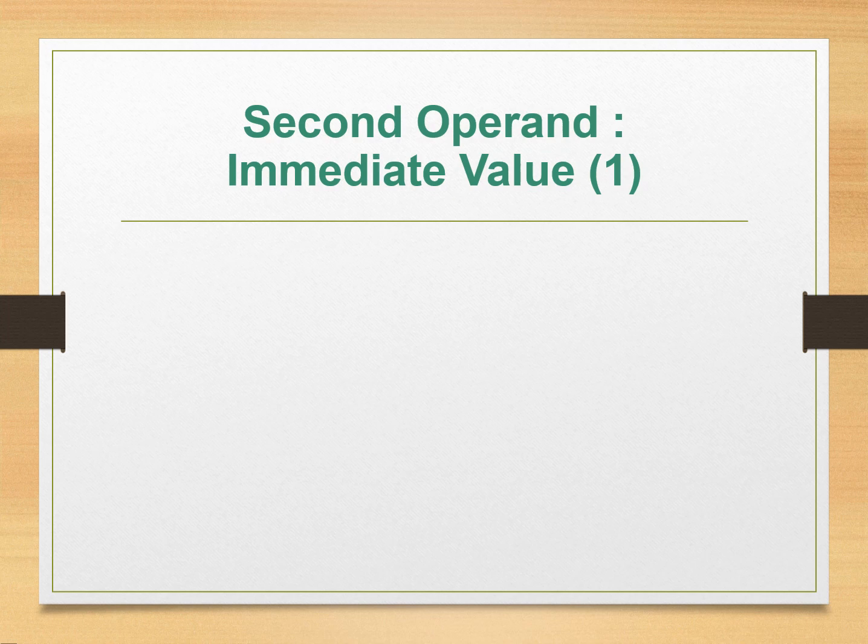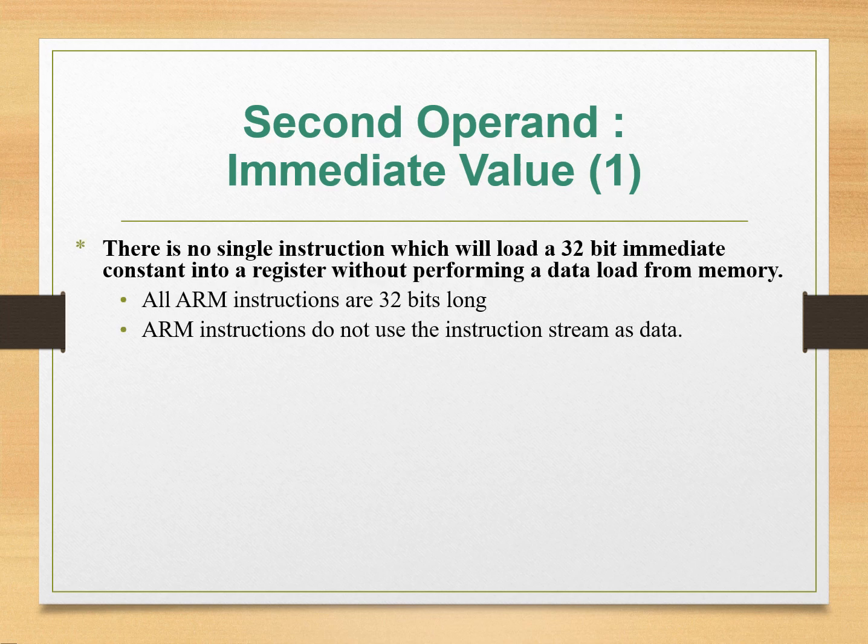Thus, we continue our lecture. This is our sixth lecture, lecture number six. We are still discussing the ARM assembly language for the ARM processor. Now we are still looking at the second operand of immediate value.